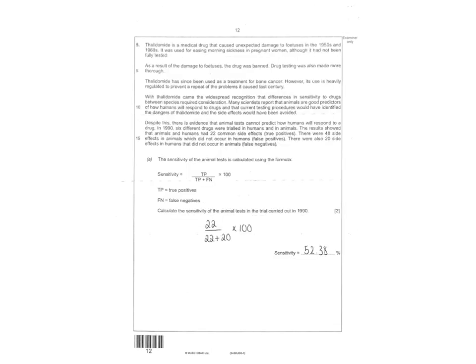Thalidomide is a medical drug that caused unexpected damage to fetuses in the 1950s and 1960s. It was used for easing morning sickness in pregnant women, although it had not been fully tested. As a result of the damage to fetuses, the drug was banned. Drug testing was also made more thorough. Thalidomide has since been used as a treatment for bone cancer. However, its use is heavily regulated to prevent a repeat of the problems it caused last century.